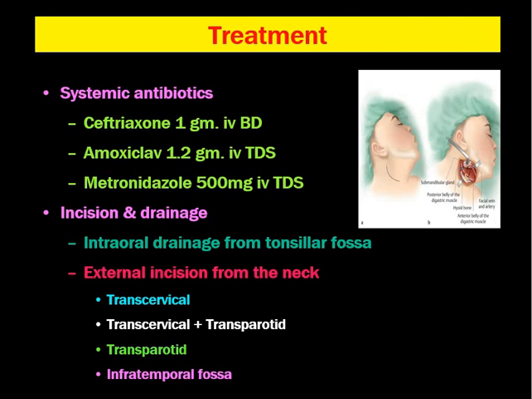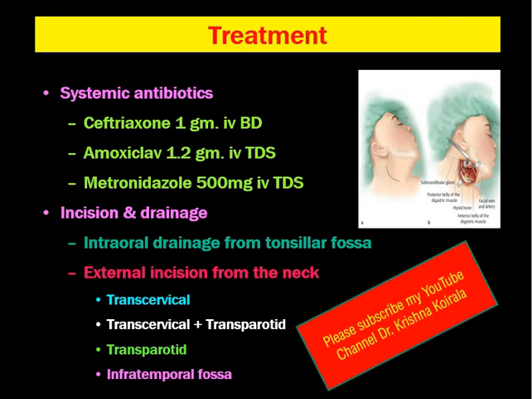Transcervical plus transparotid: sometimes the compartment contains a parotid abscess also, so we have to remove that. We have to go through the parotid and remove the abscess from the neck as well as from deep to the parotid gland. Transparotid alone is used when the patient has pus in the deep lobe of the parotid gland, that also occurs within the territory of the parapharyngeal space, and sometimes the infratemporal fossa for big abscesses. This is all about parapharyngeal space abscess.